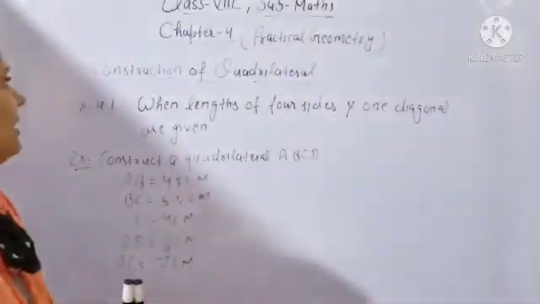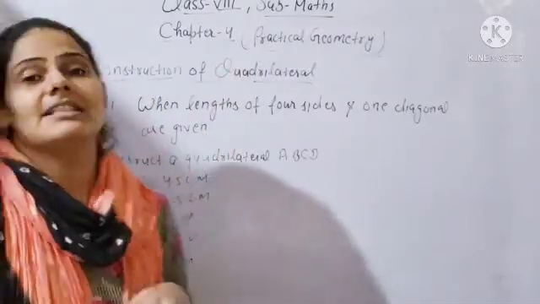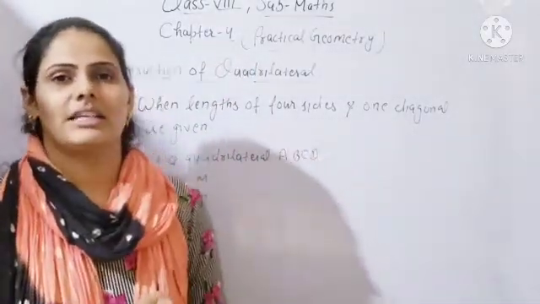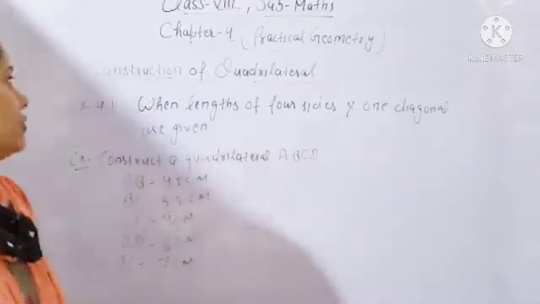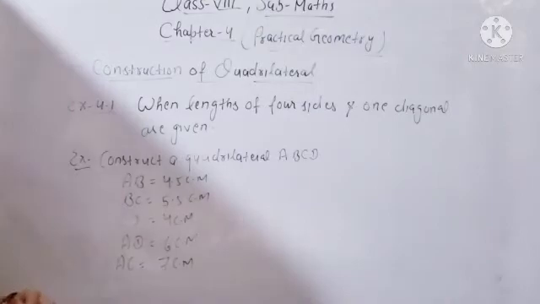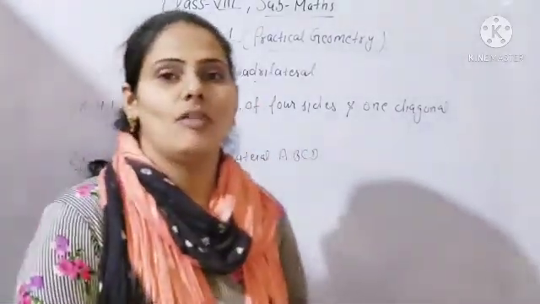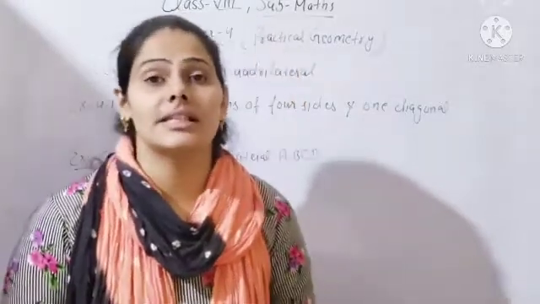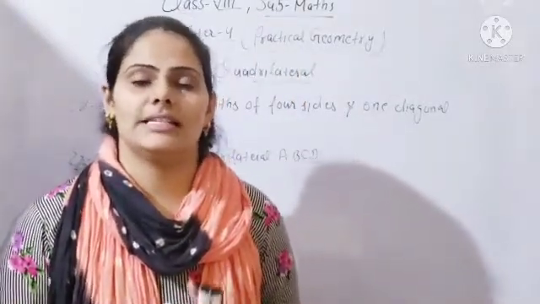First, chapter number 4, practical geometry, first exercise. What is given in the first exercise? It is given construction of a quadrilateral. In our first exercise, it is given when the lengths of 4 sides are given and one diagonal is given. So how will you construct the quadrilateral? When all the 4 sides are given.